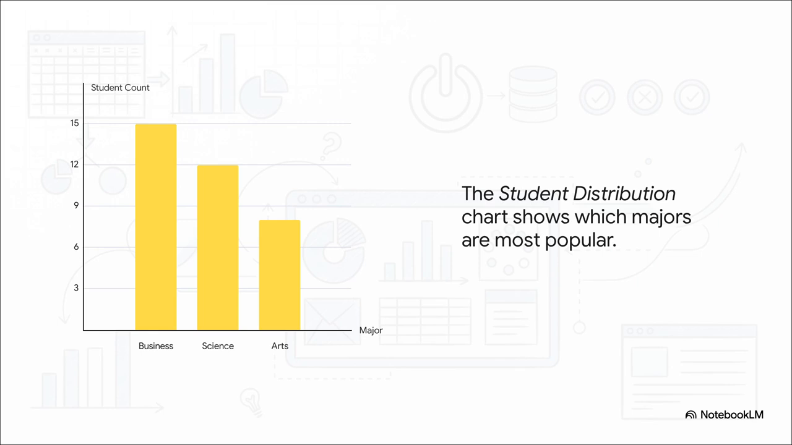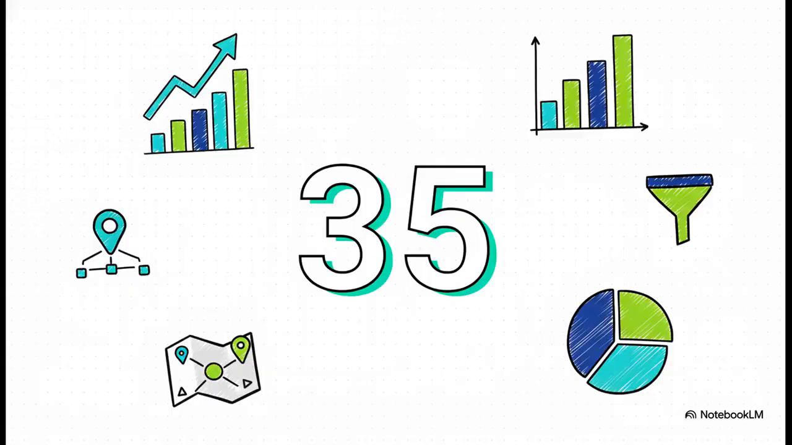Okay, let's build that column chart to see which majors are the most popular. We'll put the major on the x-axis and our student count on the y-axis. But here's where we can add another layer of insight. We'll also drag gender into the legend field. And now, look at that. We can see not just which majors are popular, but the gender breakdown inside each of those majors. Pretty cool, huh?